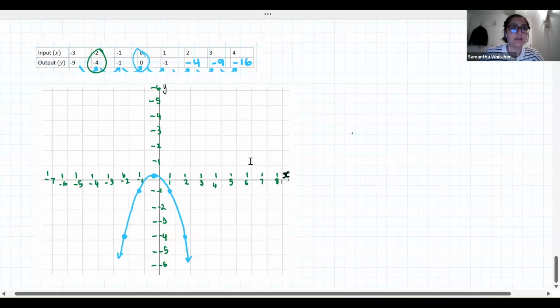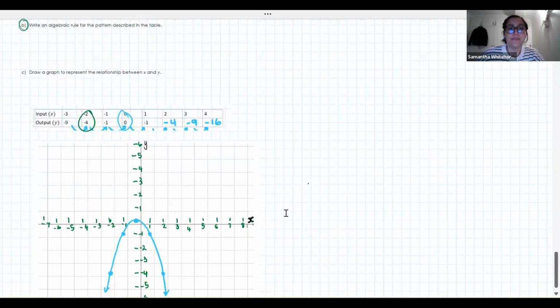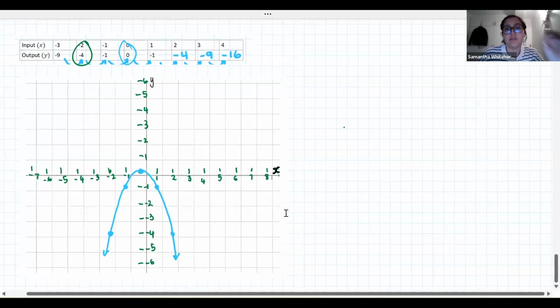Alrighty. So it doesn't really matter. If you want to take a screenshot of the graph, you're welcome to do that.